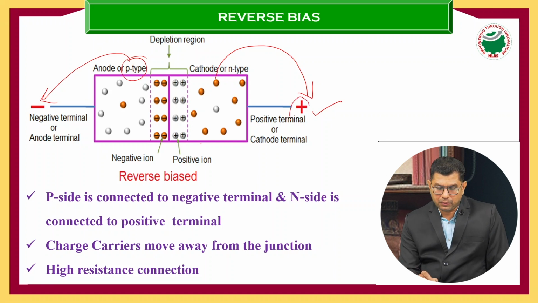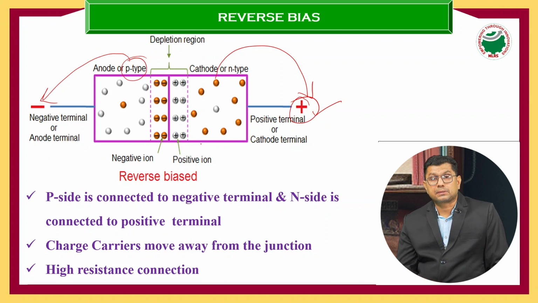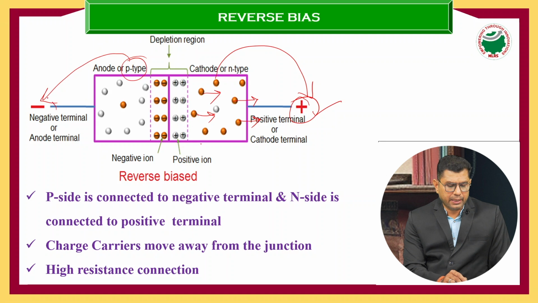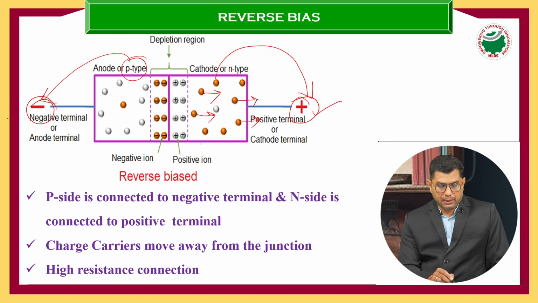See, the positively charged terminal attracts the electrons, so electrons will move in this direction, away from the junction. Similarly, the negative terminal of the battery attracts the holes.